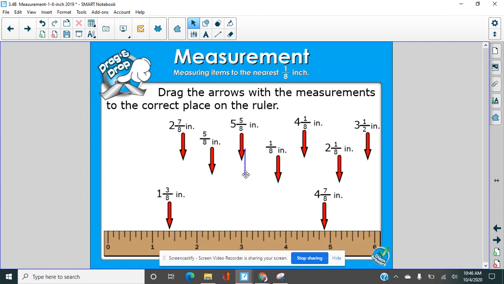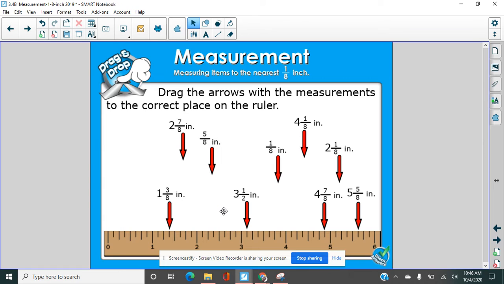How about this one? 5 and 5/8. I'm going to put the ruler here. You're going to tell me whether you agree or disagree. What do you think about that one? Hey, that one is correct. 5 and 1/8, 5 and 2/8, 5 and 3/8, 5 and 4/8, 5 and 5/8. Okay, same thing, but with another one. Okay, what do you think about that?